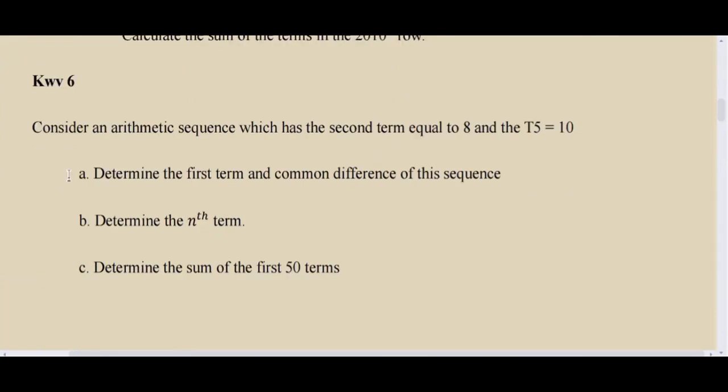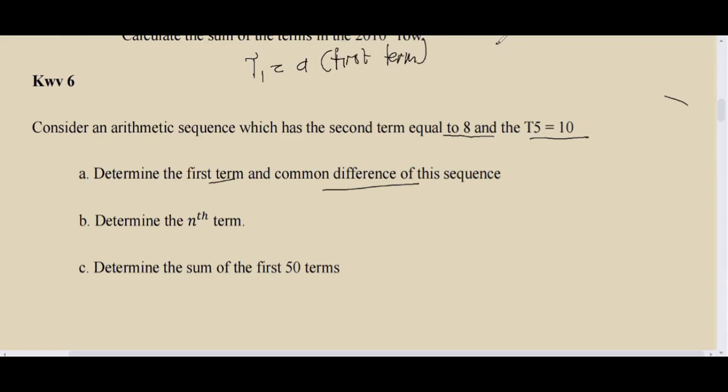Okay, now let's look at this exercise here. It says, consider an arithmetic sequence which has a second term equal to 8 and T5 equal to 10. Determine the first term and common difference of this sequence. Right. Now I want you to consider this. T1, we say this is the first term, so it's represented by a, right? This is the first term.